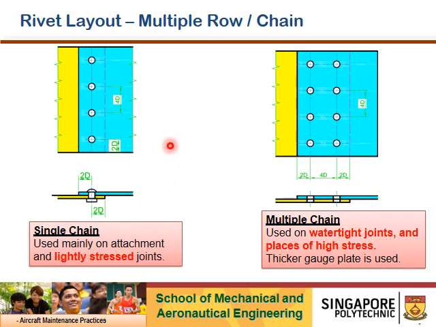All right, types of rivet layout. It can be single or multiple rows. Single row is used mainly on attachments where it's lightly stressed joints, and multiple rows will be used on watertight joints or places where stress loading is higher. But then again, all aircraft structures will have a minimum of 2 rows instead of 1. And of course, they also add up to 3 rows to counter fatigue loading.